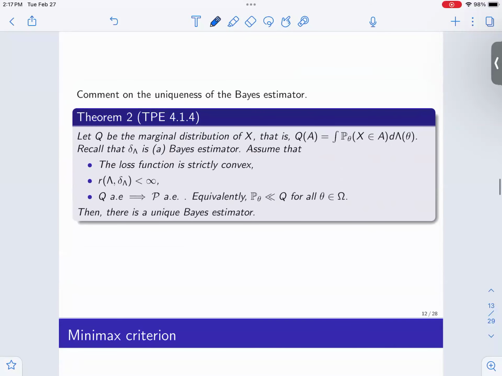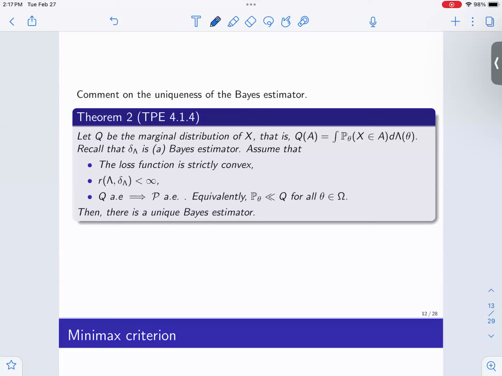Okay. One more slight point is the uniqueness. So we talked about the existence of Bayes estimators. If you recall, we had that general result that the Bayes estimator, or the Bayes rule, is the minimizer of the posterior risk. This is a simple result from theory of point estimation. TPE stands for theory of point estimation. That's the book, and it gives you some conditions for uniqueness.